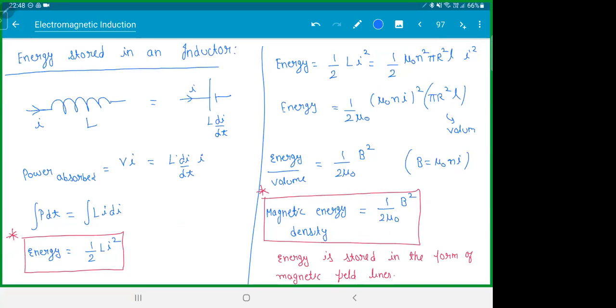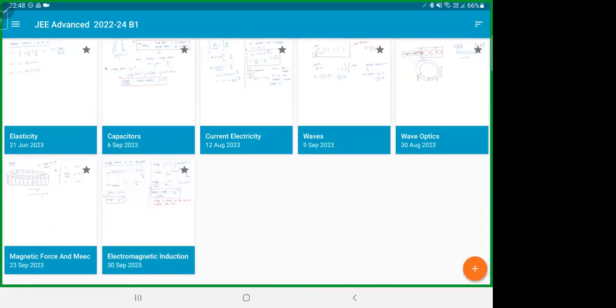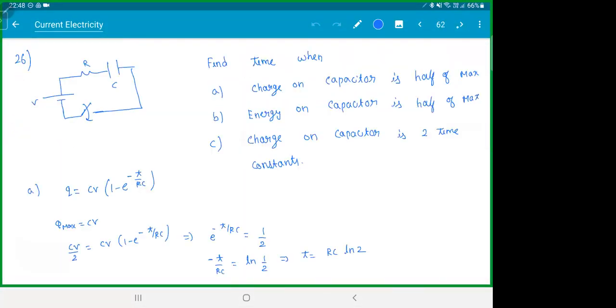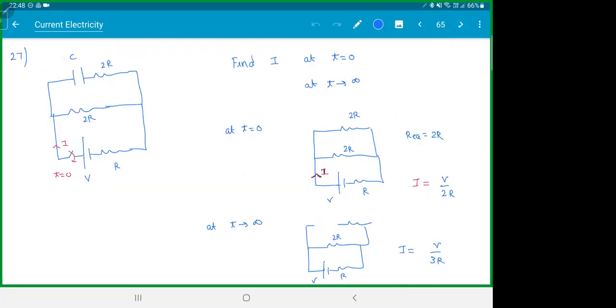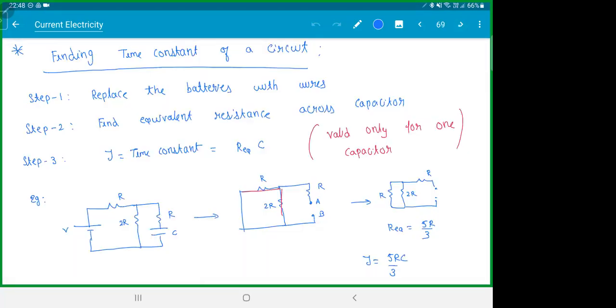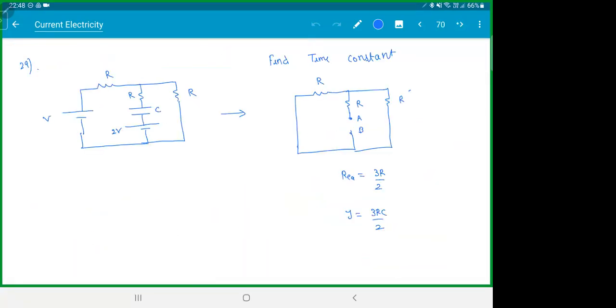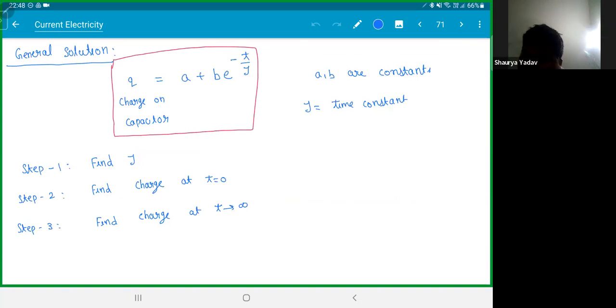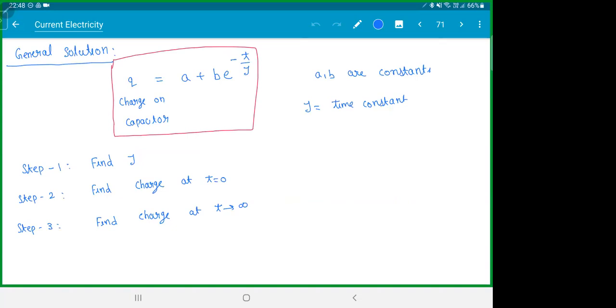Do you remember RC circuits? You should just go back and revise this once. If you remember in RC circuits how we solved, I hope you remember this method. Do you guys remember this general method? I'm going to teach you anyway tomorrow, but do you guys remember this general solution? Yes. The charge on a capacitor is given by A plus B e power minus t by tau.